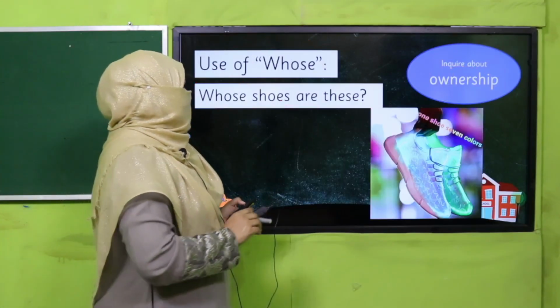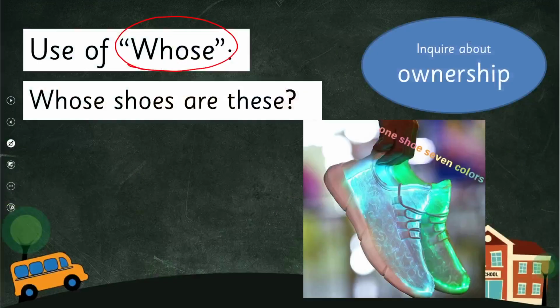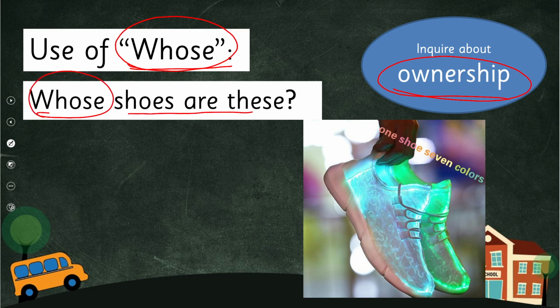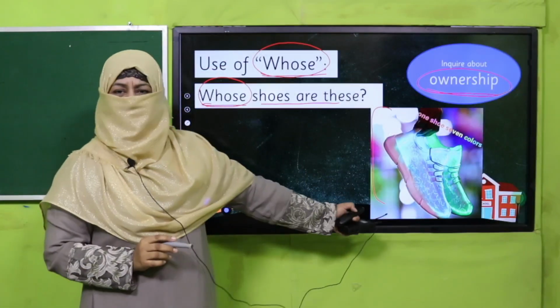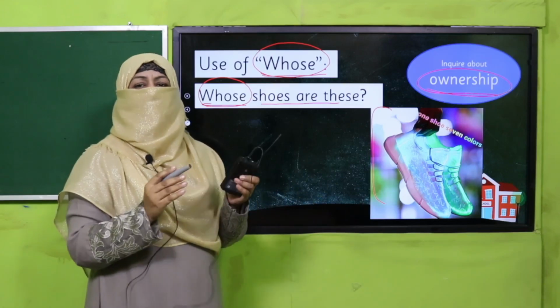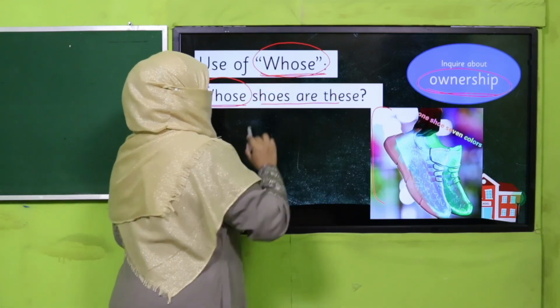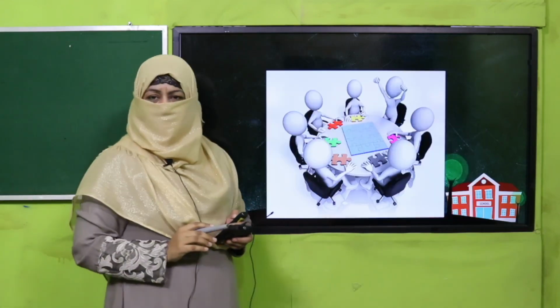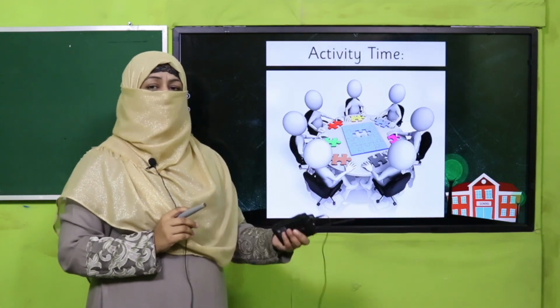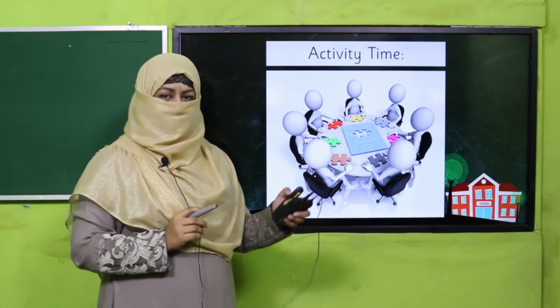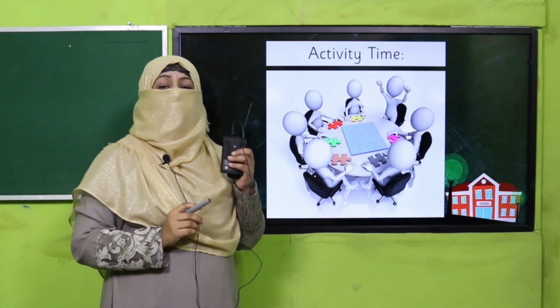Okay? Whose? So we use whose to ask about ownership. Whose shoes are these? So there are shoes, they are very pretty shoes. Whose shoes are these? So I can say these are mine. All right? This is how you can use this question word. So are you clear? How do we use a question word and how do we reply to a question word? We identify the question by the question word.